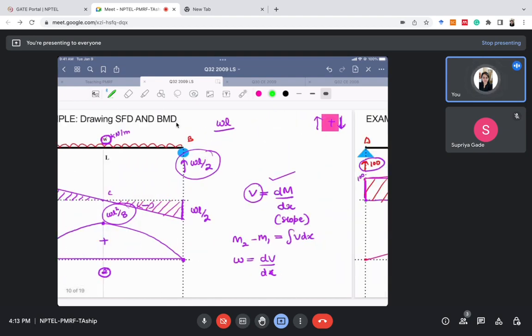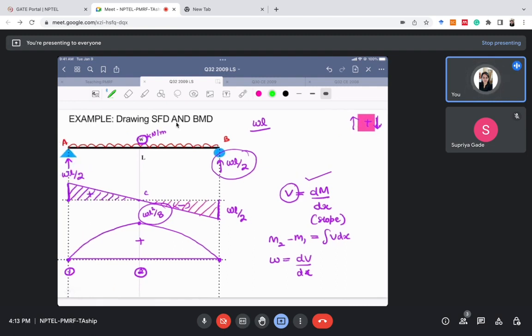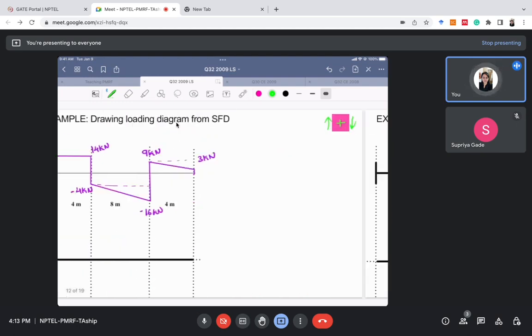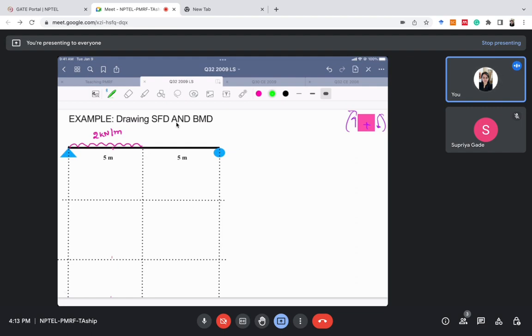Okay, so these were the few questions which I have discussed last week. If you want, you can see the recording of the previous week and see how these problems are solved. For this class, I'll solve one problem, that is drawing the SFD and BMD diagram using the points which I have told you just now. So how to solve this problem?